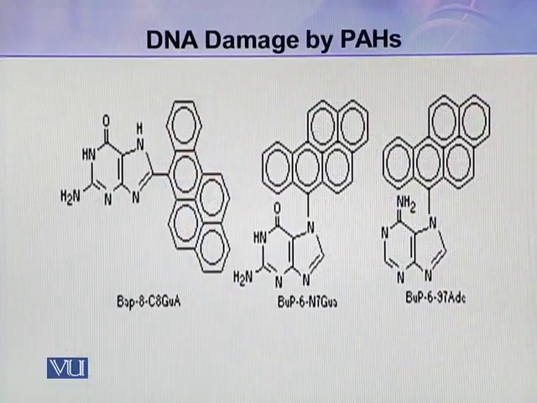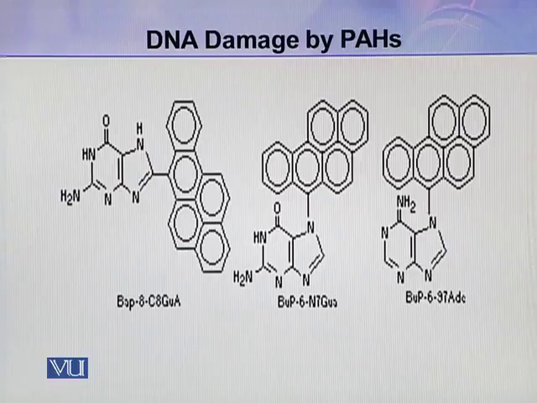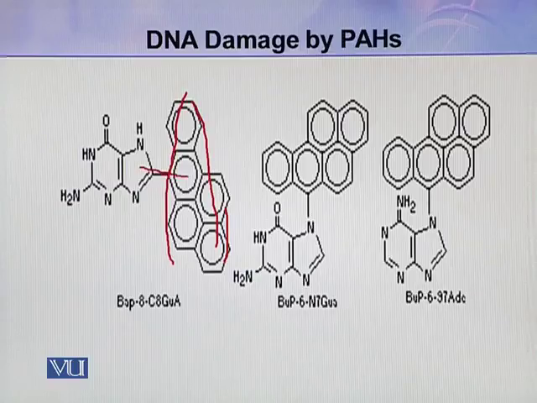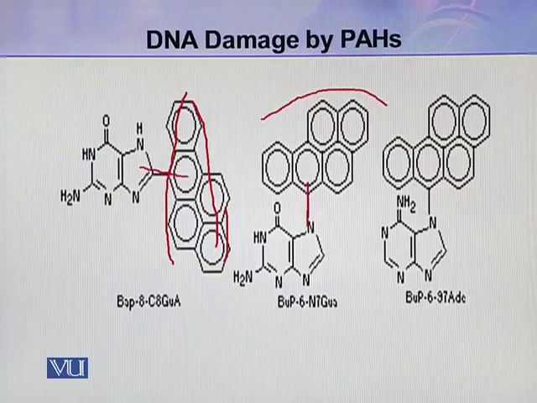Here are some examples of DNA damage by PAH. For example, this is the PAH, and here it is attached to the C8 of guanine, and in this way it forms a monoadduct. Similarly, here it is attached to the N7 of guanine. This is the N7 atom of guanine. So in these two ways it can damage the guanine base, but it can also form a monoadduct with adenine.